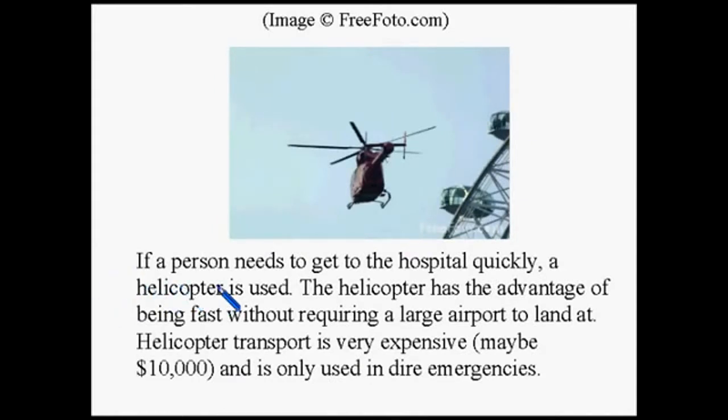If a person needs to get to the hospital quickly, a helicopter is used. The helicopter has the advantage of being fast without requiring a large airport to land at. Helicopter transport is very expensive, maybe $10,000, and is only used in dire emergencies.